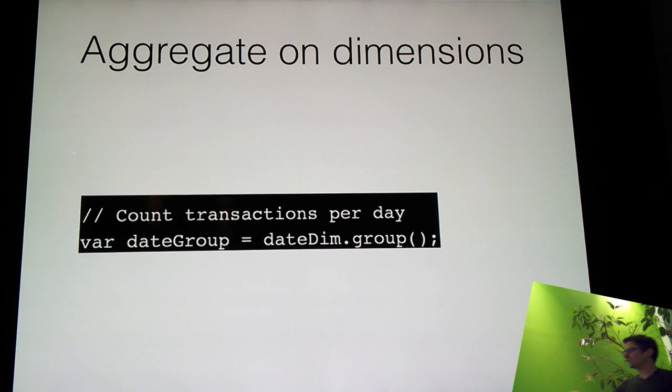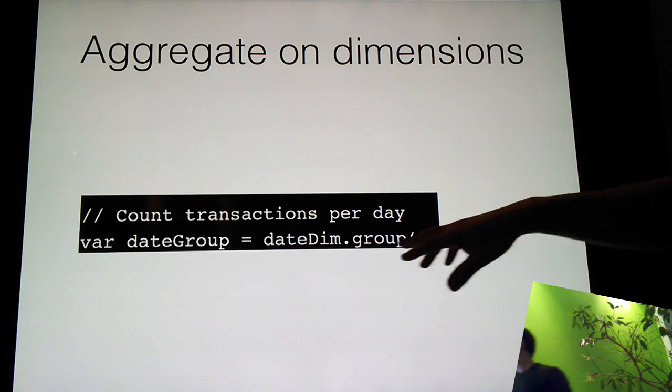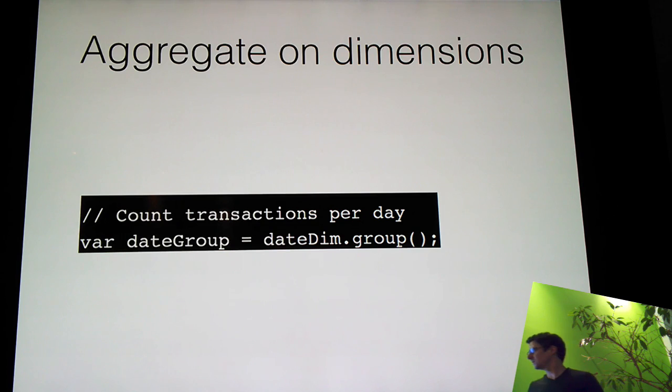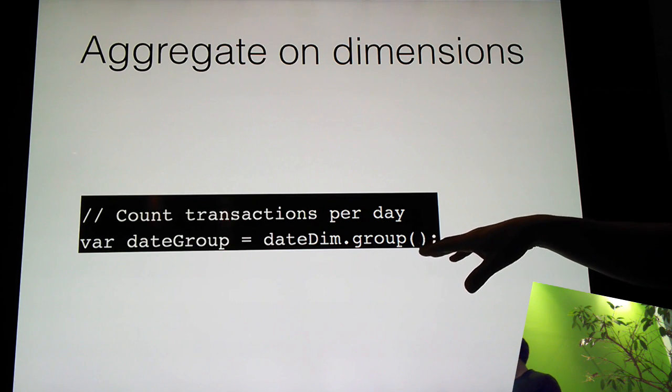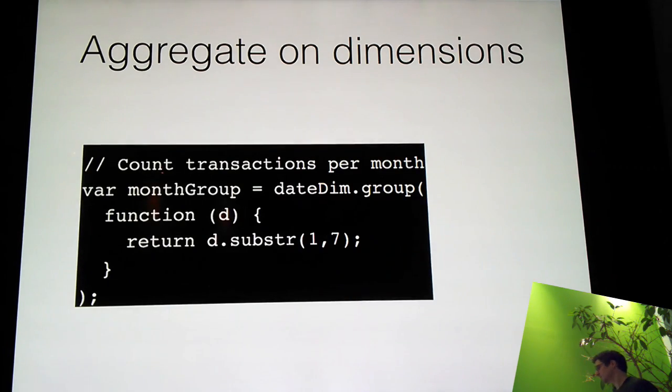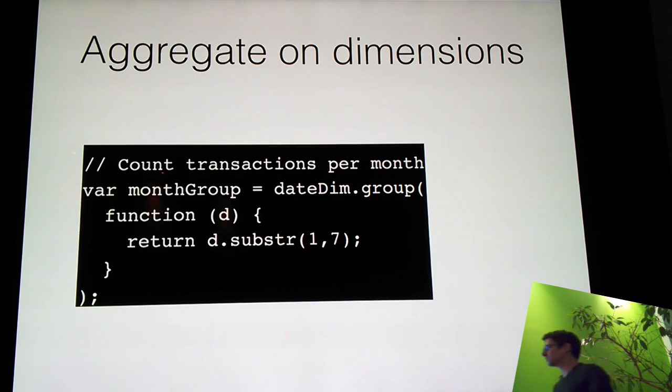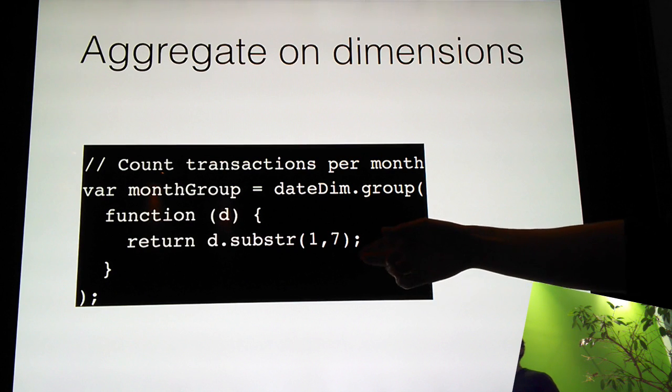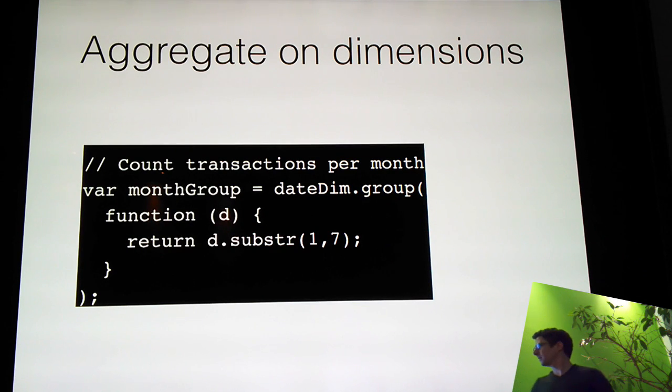So if we wanted to count transactions per day, our dateDim was defined on our transactions CrossFilter, and we group that, and this will return an array of how many transactions happened every day. We can count transactions per month because groups also take accessor functions. You don't have to only group on your dimension values, you can group on a transformation of that dimension value. So in this case, we're taking the first 7 digits of the dimension, which is the year and the month, and this will return the group of months and count how many transactions happen in a month.